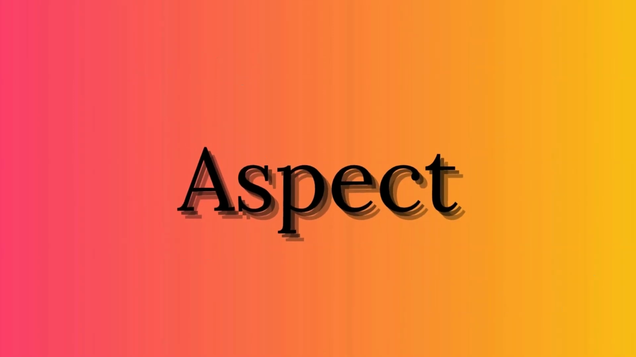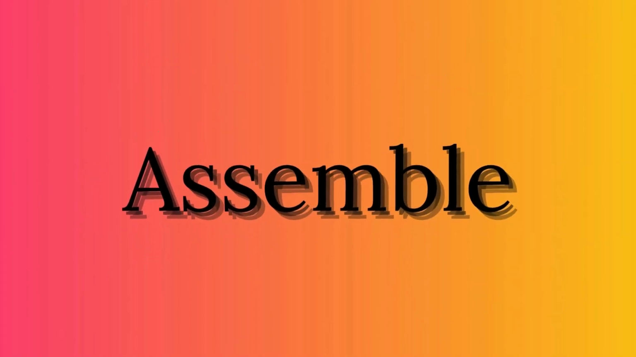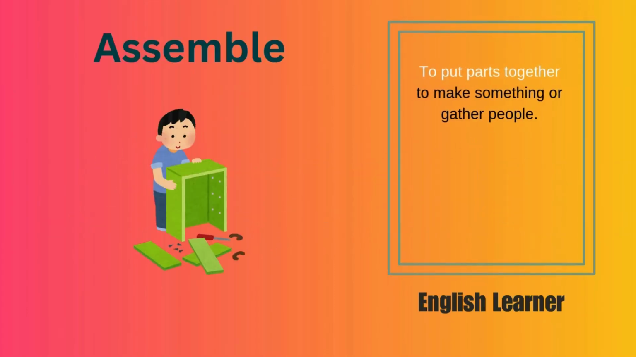Aspect. A part or feature of something. Example. One aspect of the game I liked was the teamwork. Assemble. To put parts together to make something or gather people. Example. We will assemble the furniture in the living room.